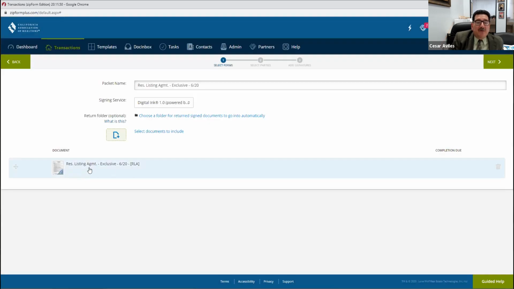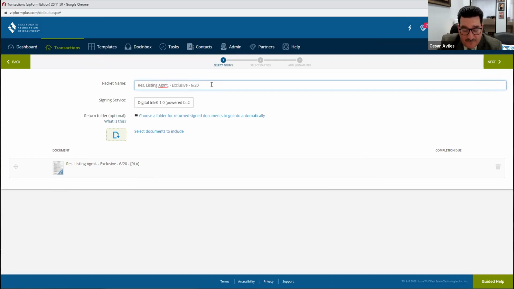So I am going to do the listing agreement, then I'm going to go to next. My packet name is called listing agreement exclusive, but let's say that I just wanted to name it so that way it doesn't confuse me. I am going to put Bartlett. So that way when it comes back signed, it's going to go to that folder.